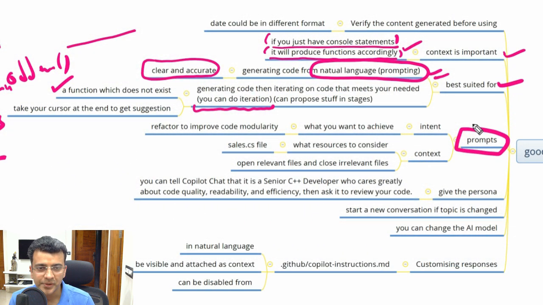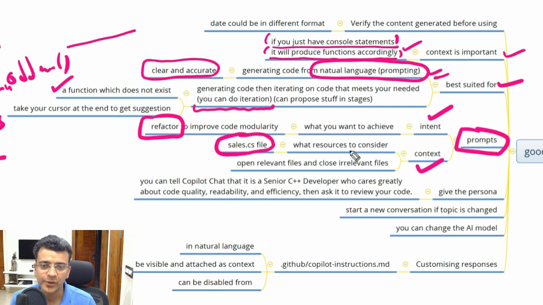Now, your prompt is divided into two parts, intent and context. Intent is what you want to achieve, right? Let's say I want to refactor my code to make it more readable and optimized. And what are the things that I'm giving it, right? GitHub Copilot takes context mainly from the files that are open.